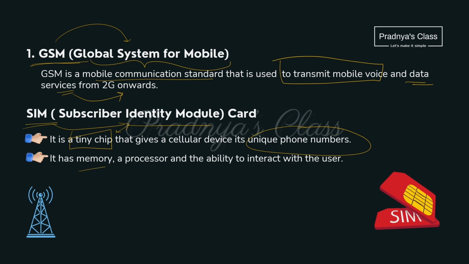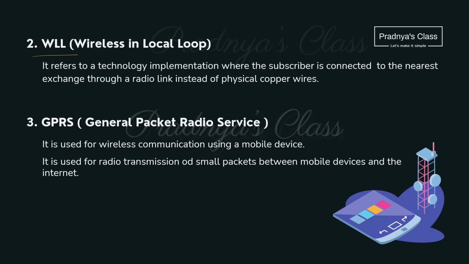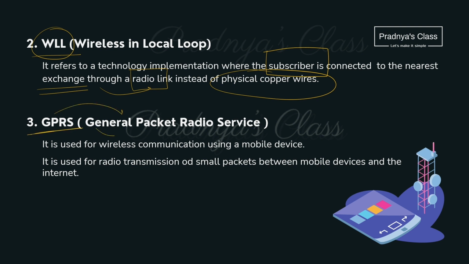It has memory, processor and ability to interact with the user. The second one is Wireless in Local Loop, WLL. This is implemented where subscriber is connected to the exchange through radio link instead of physical copper wire. The third technology is GPRS. The full form is General Packet Radio Services. You know the usage of GPRS we use in mobile device for transferring data between mobile device and internet.